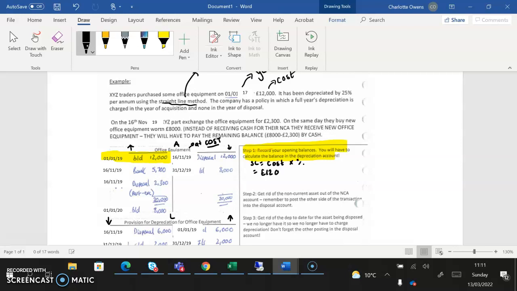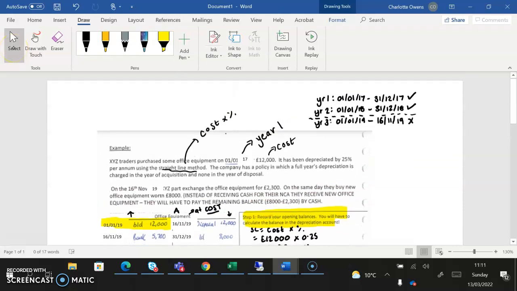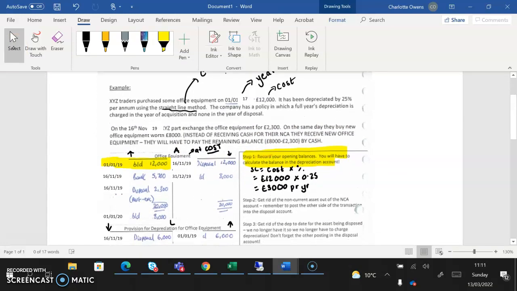Okay, I know my cost is £12,000. My rate is 25%, so that will give me £3,000 per year. And then if we look back up, we can see that we've already identified that we've got 2 years' worth of depreciation to bring down. So we're going to times by 2 years, which equals £6,000.